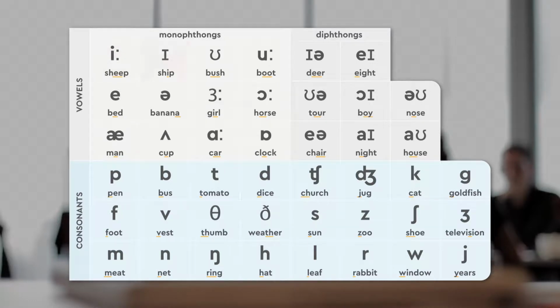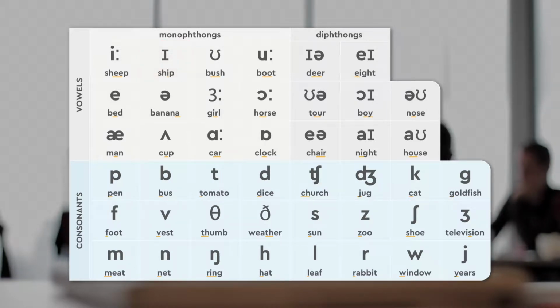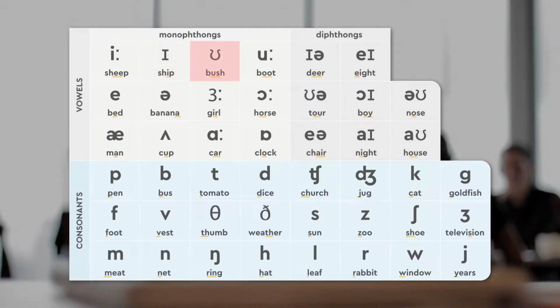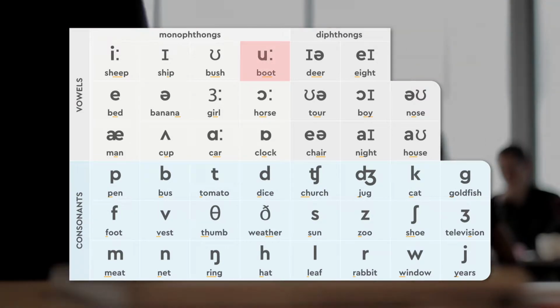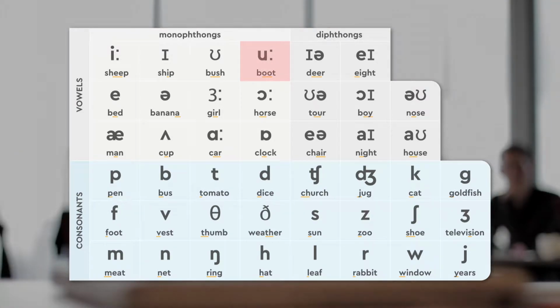Next to it we've got ship, and this is a short sound. So clapping or tapping is a good way to indicate a short sound. So we've got E and I. The next sound, the example word we have is bush. So it's the U sound. Next to it we've got boot, and again we've got two dots here, so it makes a long sound, boot. So E, I, U, U.